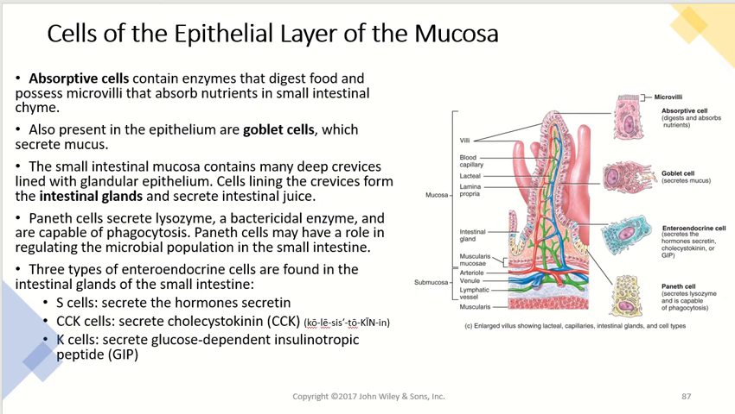There are 3 types then of enteroendocrine cells that are going to be found in the intestinal glands of the small intestines. We have our S cells, and these are going to secrete the hormone secretin, which we'll talk about in a little bit. We have the CCK cells, and these are going to secrete cholecystokinin, and the K cells, and these are going to secrete glucose-dependent insulinotropic peptide, or GIP. And we'll talk about what these things do a little bit more as we go.